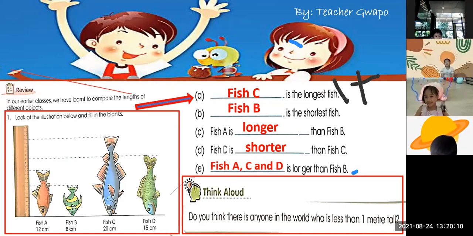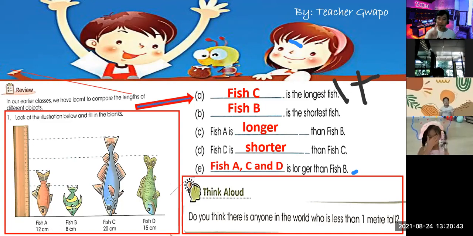Now, the question here: do you think there is anyone in the world? This is talking about maybe kids or maybe people. Do you think there is anyone in the world who is less than 1 meter tall? Now, I will tell you that 1 meter is equal to 100 centimeters or cm. Now, Milin is 130 cm.